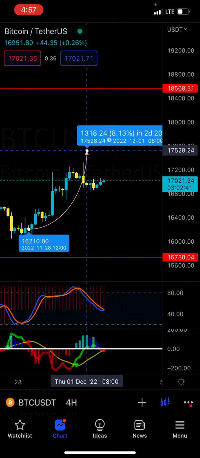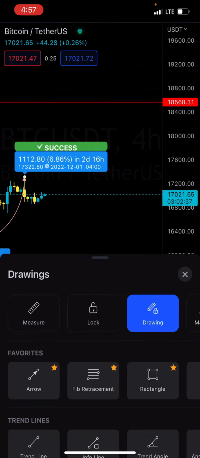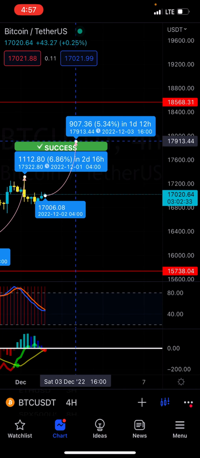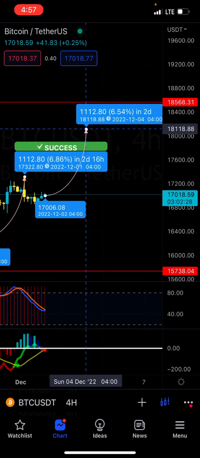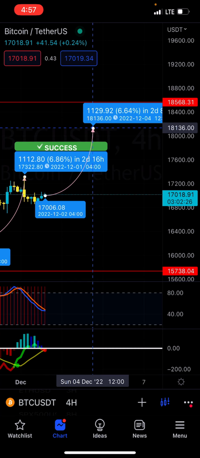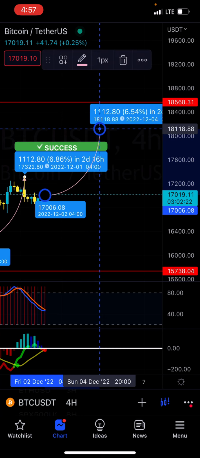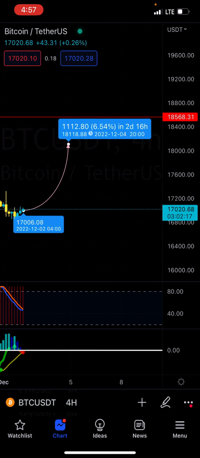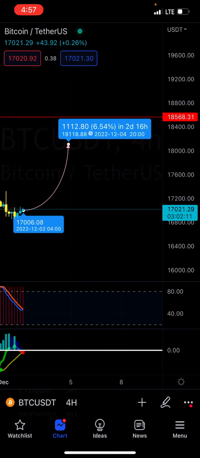Last time, we pushed up 1,100 bucks in 2 days or so, so I can roughly expect the same thing. If we do the same thing, in 2 days, 16 hours, right here, something like this. If news comes out with lower unemployment, you'll probably see Bitcoin back at 18K by the end of this weekend. That's what I think. That's what it looks like.